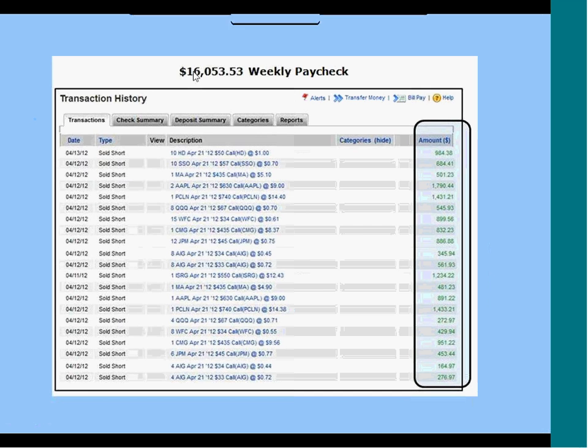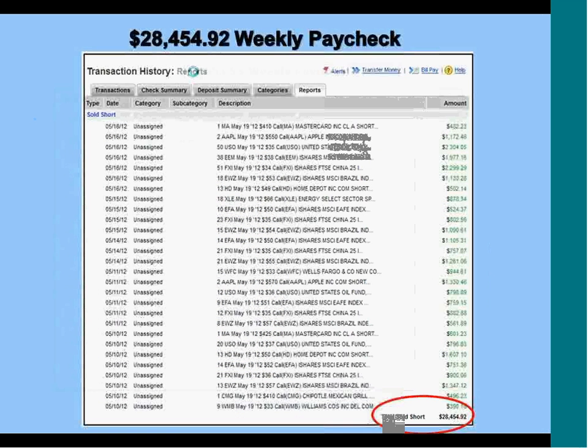This has been a very lucrative strategy and has made money for me regardless of the type of market conditions that we're in. Here's a week where I collected, this was about a year ago, May 16th, I collected $28,000 in time premium.